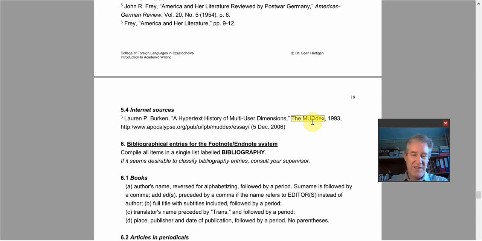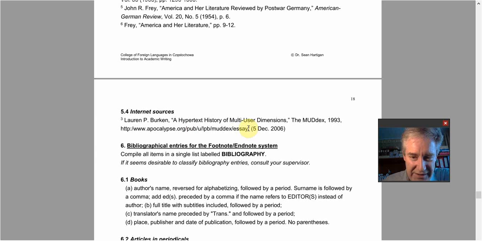For instance, if you found an article on the Gazeta Wyborcza website, you would have the article name here, and then here you would have Gazeta Wyborcza. Then the year that the website was created. Now sometimes that's not available. Sometimes you just don't have that information. It's not included on the website. If you don't have that information, then just don't put this in your footnote. Just leave it out. Then we have the web address.